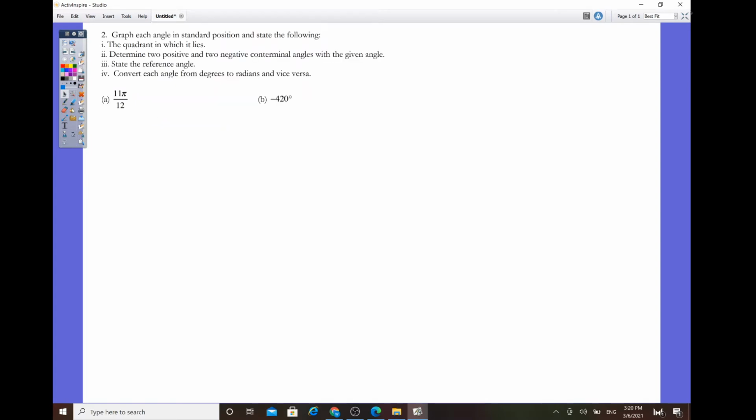Okay, so now what we found here: one is measuring radians, the other one is measuring degrees. For the quadrant in which this one lies, 11 pi over 12, obviously it lies in quadrant 2. It's very close to the x-axis for the terminal side. Then determine 2 positive and 2 negative coterminal angles with the given angle. The way to determine the positive coterminal angle is to add 2 pi, and the other way is to subtract 2 pi.